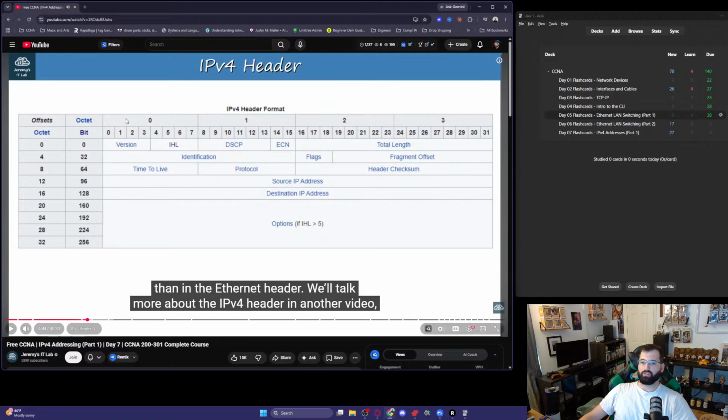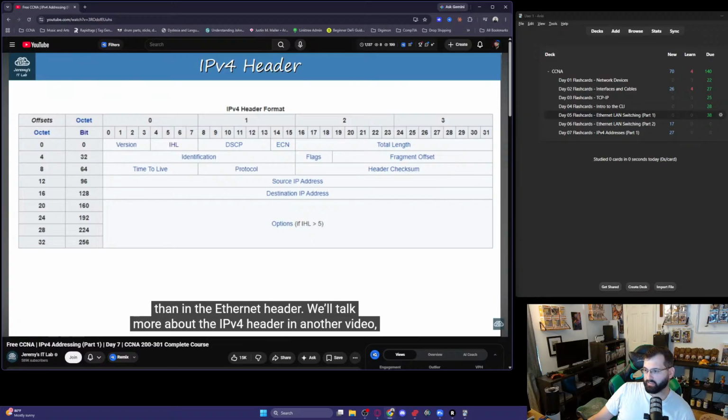Okay, so this is the first octet, second. Okay. Okay, I understand this based off of what we did with understanding the frame and the packet last week.